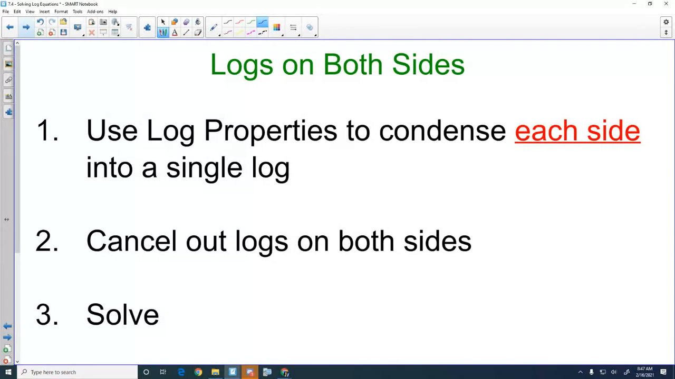So it's going to be a lot easier because you just cancel those logs out. And it's just like a regular equation. Might be a linear equation. Also, fair warning, it might be a quadratic equation, so you're going to have to do some factoring, but you're all pretty good at factoring at this point. And if not, it'll be super duper practice for you.